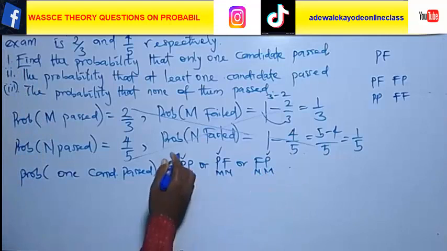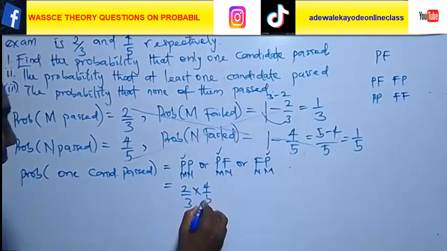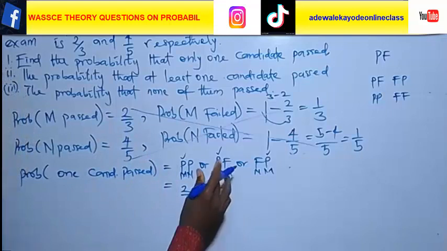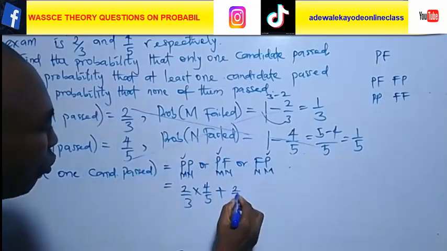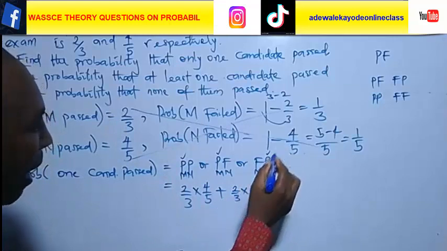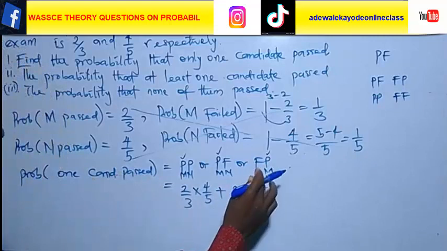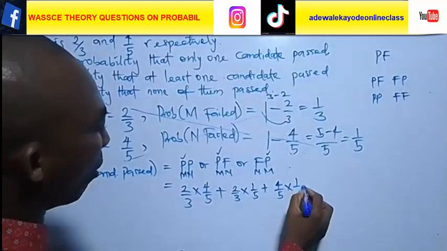Both of them pass: that is 2 out of 3 multiplied by 4 over 5. Or means addition. Pass-fail, don't forget: that is 2 over 3 multiplied by 1 over 5, plus N pass and M fail: 4 over 5 multiplied by 1 over 3.